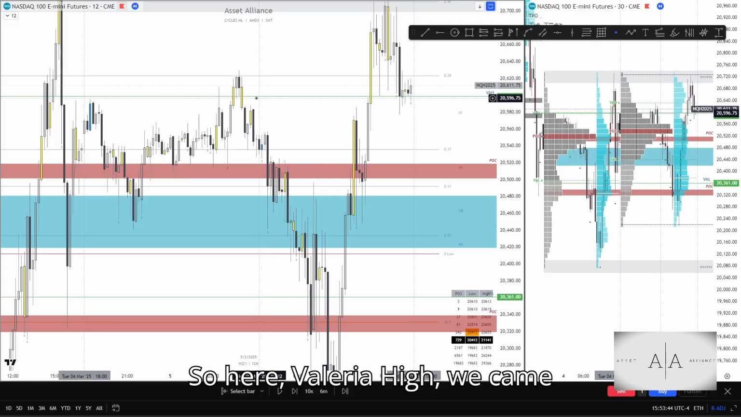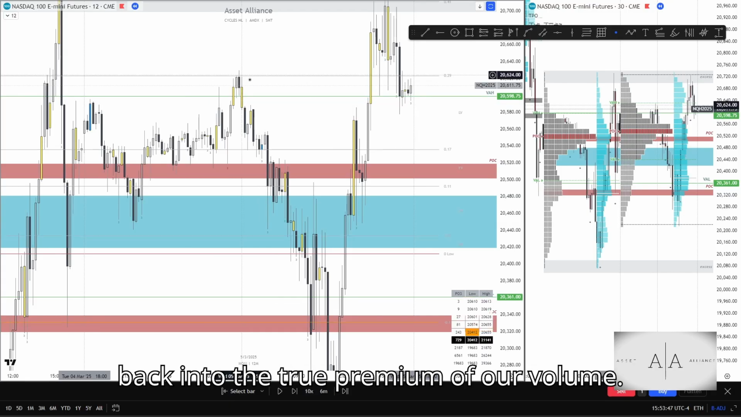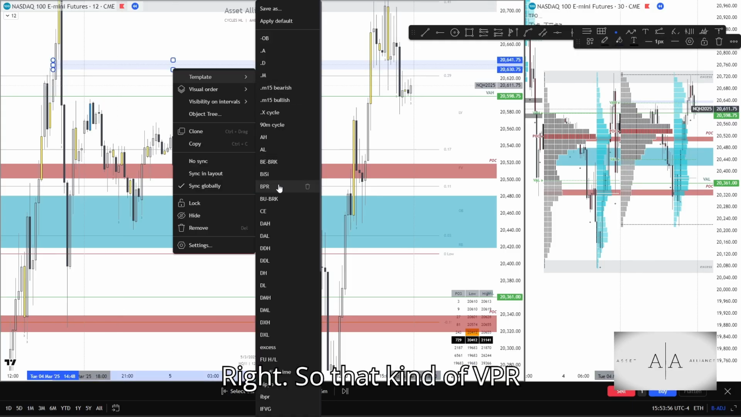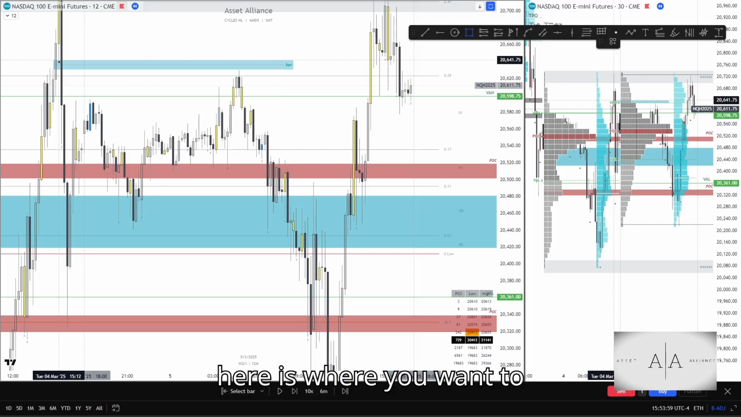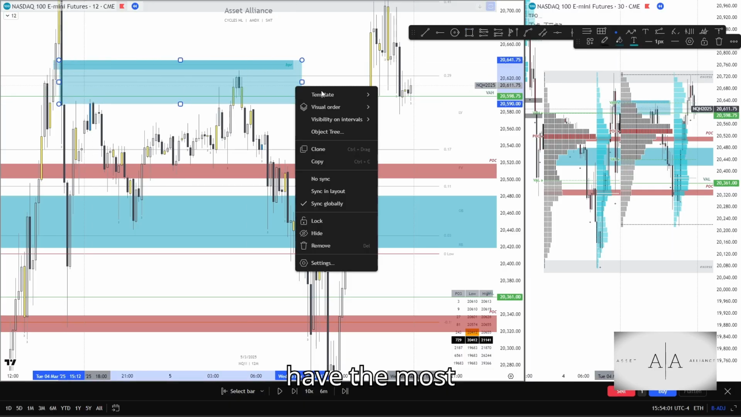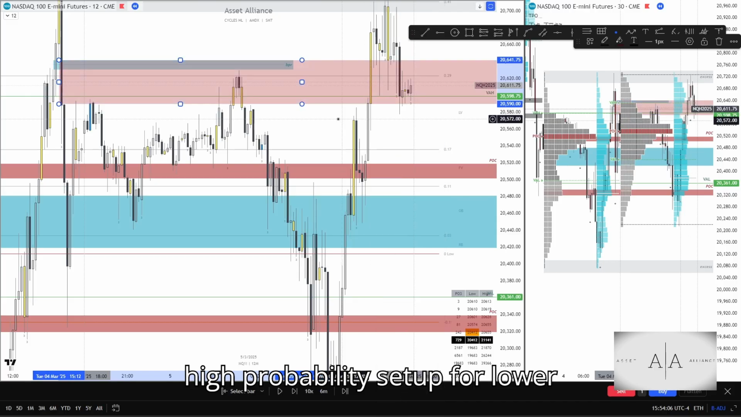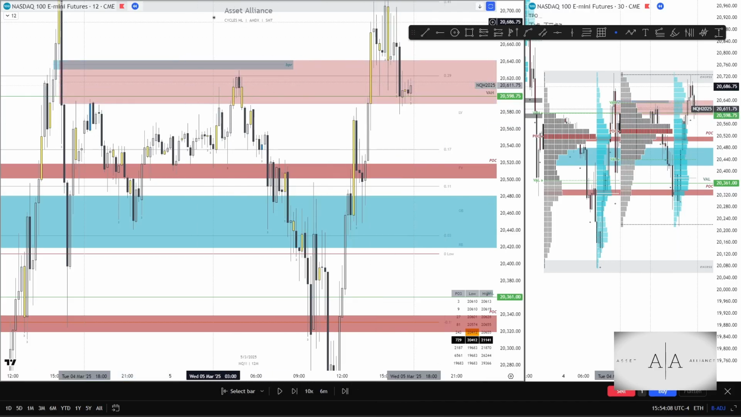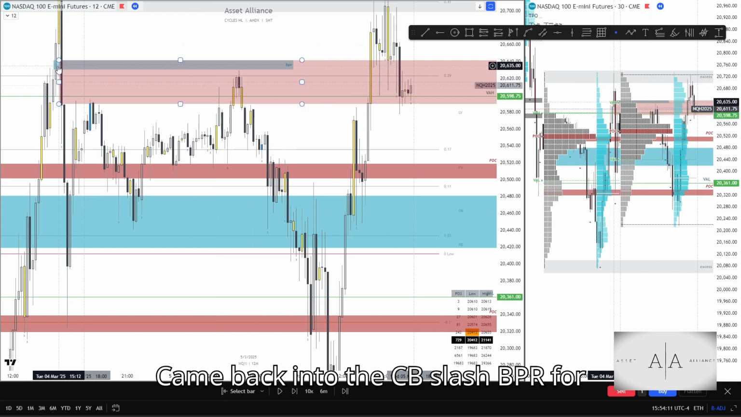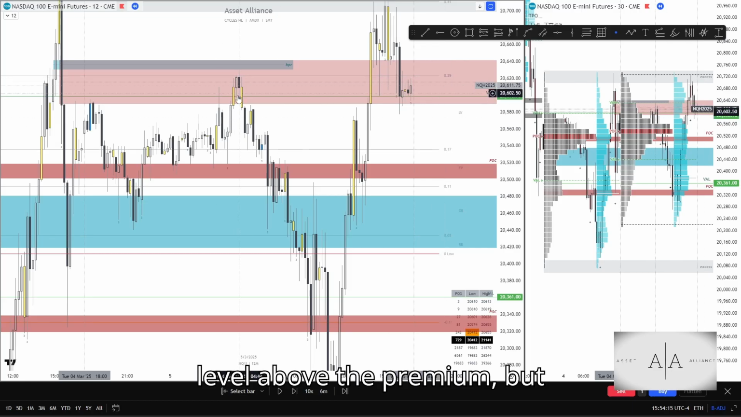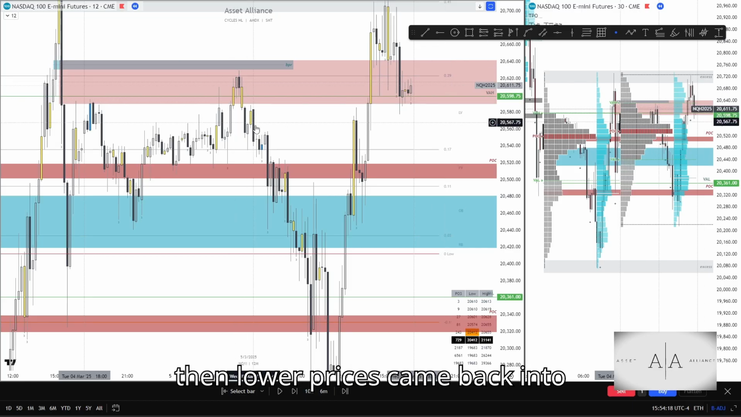So here, value area high. We came back into the true premium of our volume plus a BPR, right? So that kind of BPR here is where you want to have the most high probability setup for lower prices, right? Came back into the CB / BPR for volume, 0.29 LV level above the premium, but then lower prices.